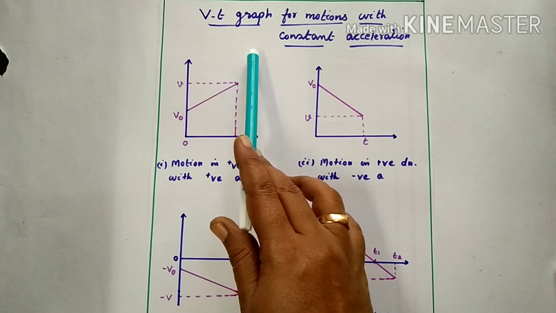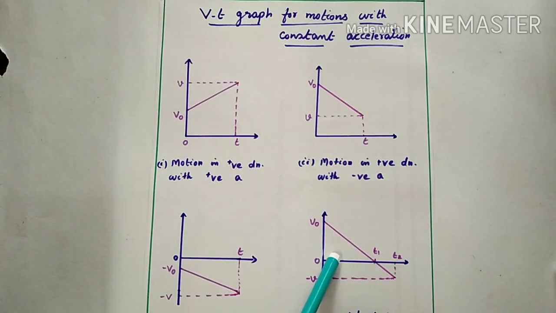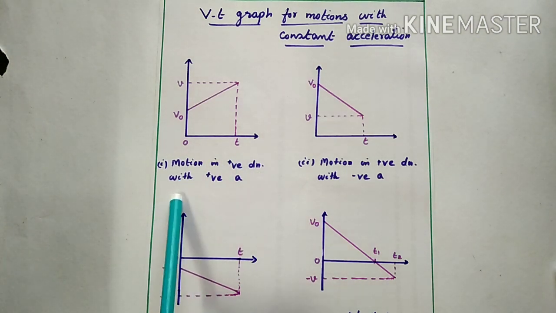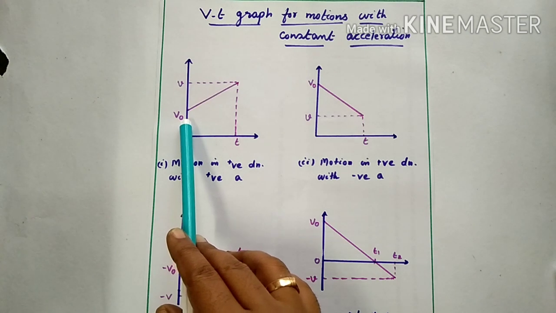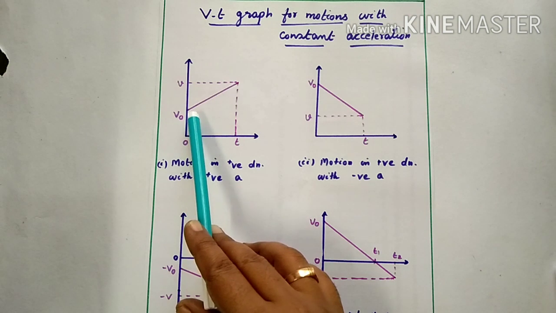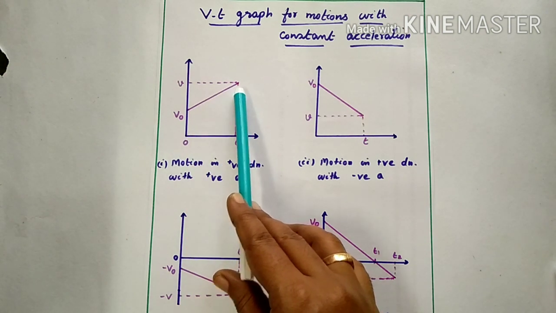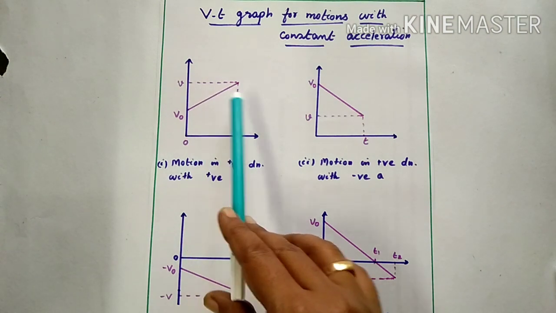These are the various velocity time graphs for motions with constant acceleration. First graph, motion in the positive direction with positive acceleration. For example, a car moves in the forward direction with initial velocity v0. So its velocity increases equally in equal intervals of time, so its acceleration is positive.